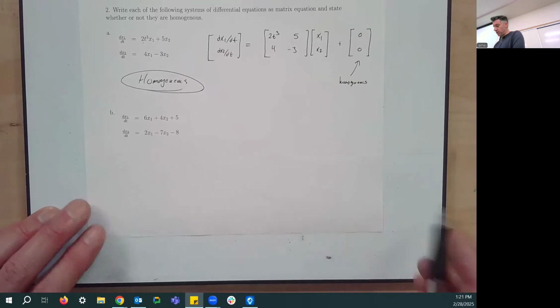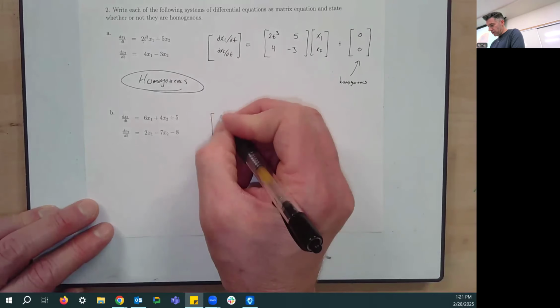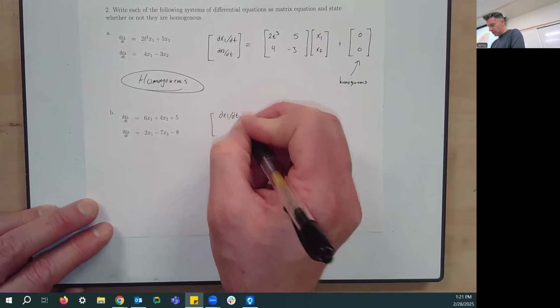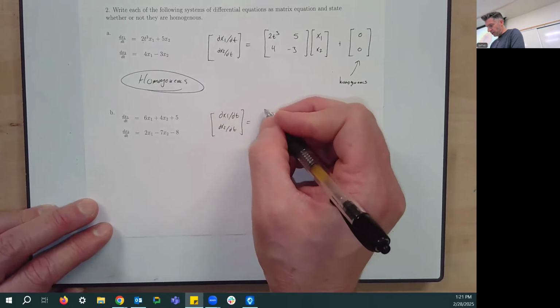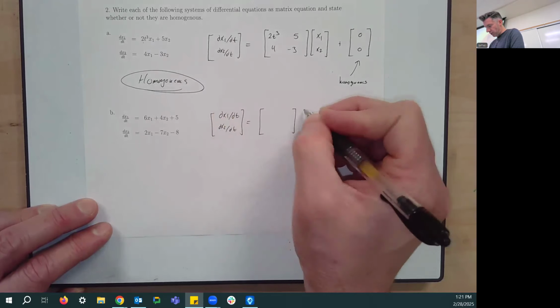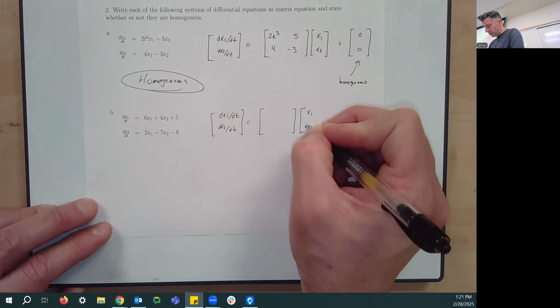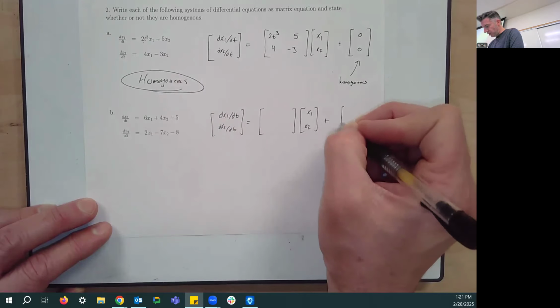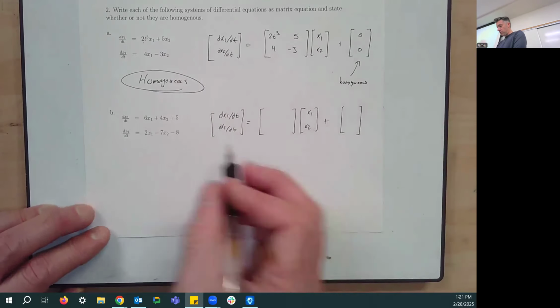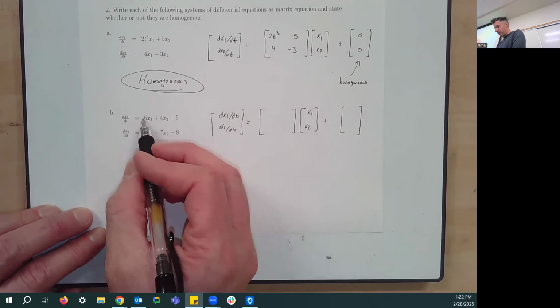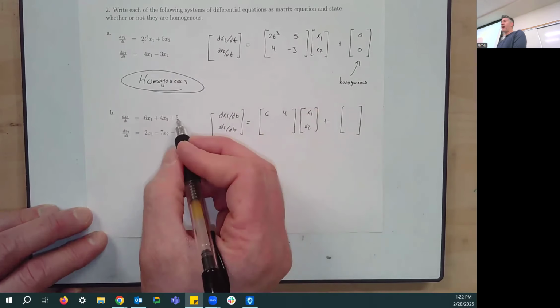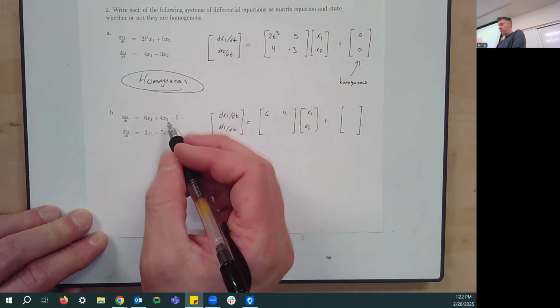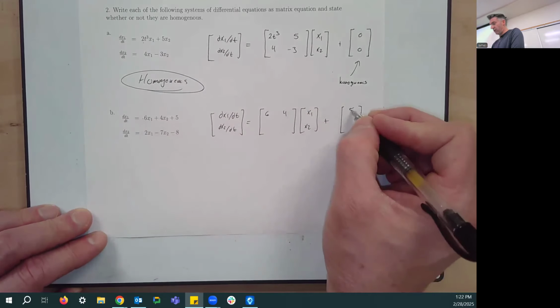Same idea. We're going to write dx1/dt, dx2/dt as a vector. And it's going to equal a 2 by 2 matrix multiplied by x1, x2, potentially plus some other stuff. So for the first row, I have 6 times x1 and 4 times x2. So I have a 6 there and a 4 there. And that 5 doesn't get dealt with by either of those pieces, so we have to have a plus 5 over here.